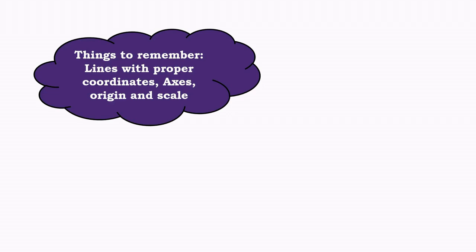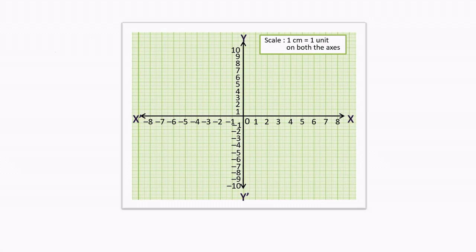Before drawing graphs, there are a few important things we must always keep in mind. First, we need to draw the axis properly. The horizontal axis is the x-axis and the vertical axis is the y-axis. Their intersection point is called the origin. Next, always choose an appropriate scale. For example, 1 centimeter can represent 1 unit on both axes. A proper scale ensures accuracy in the graph.